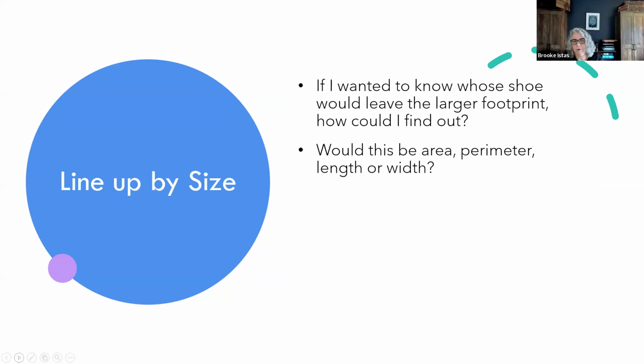So, a couple questions for you guys. If I wanted to know whose shoe would leave a larger footprint, how could I find that out? Would it be area, perimeter, length, width? What do you think? I would say area. Okay.